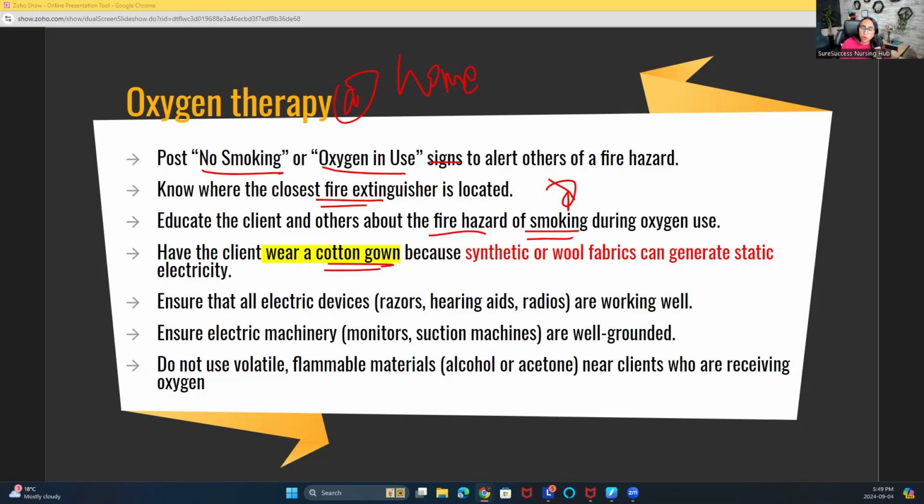Ensure that if he's using electrical devices like a razor, hearing aid, or radio, they are working well. Make sure they are well grounded, so there is no electric spark. And make sure any flammable material, alcohol, acetone, anything, is not placed near the patient. Okay, so this is about the tracheostomy, oxygen therapy, and oxygen devices.